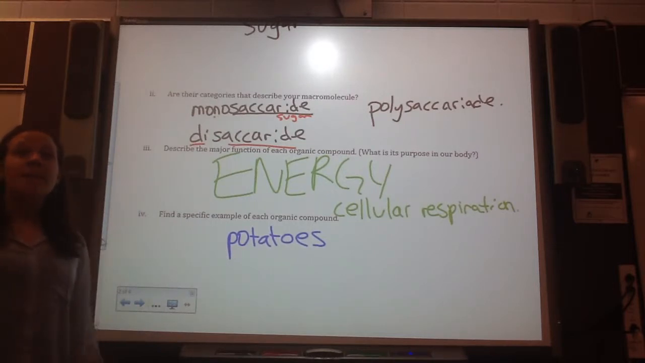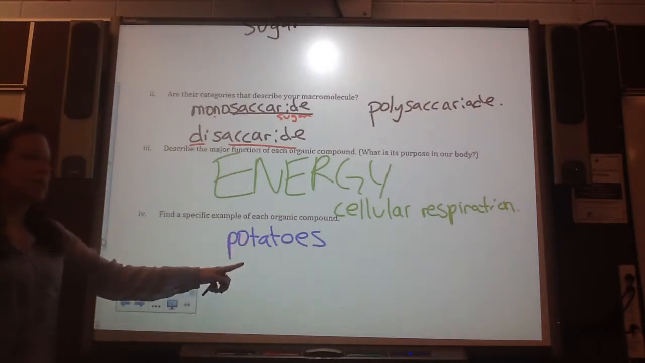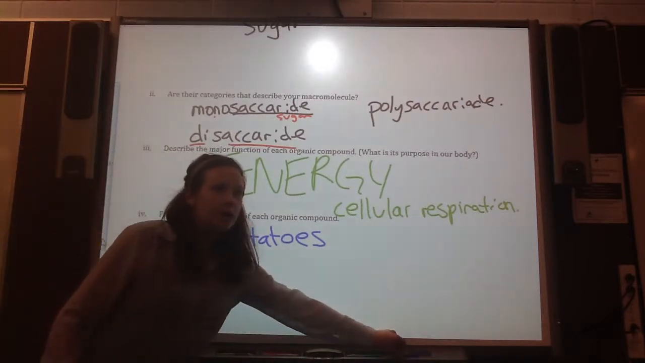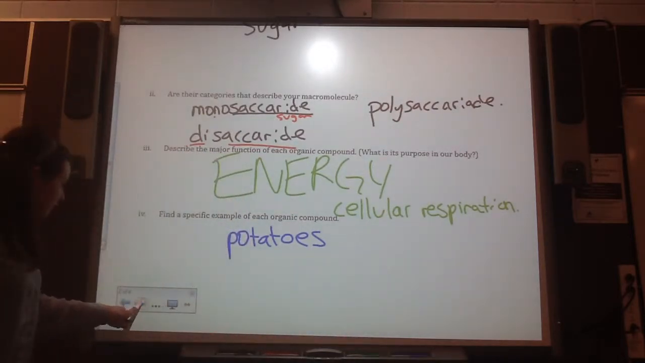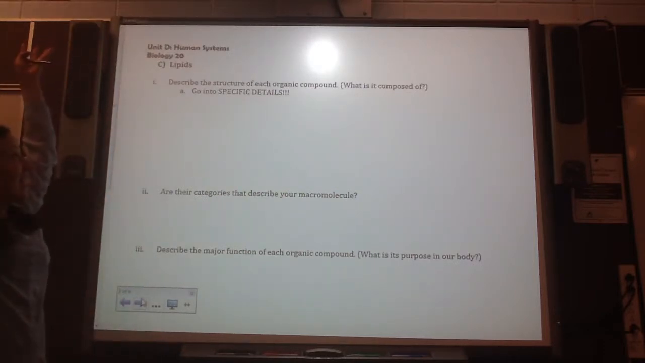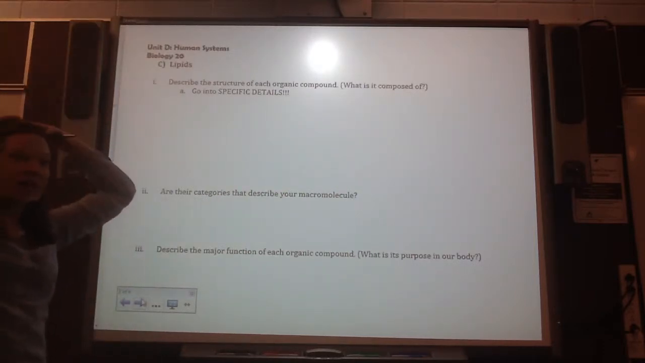Actually, I like them. Potatoes are just starch, right? Potatoes are carbohydrates. When we break them down, now they're sugars. What are these French fries at A&W coated in? Oil, which is a lipid. Okay, so now we're on to lipids.